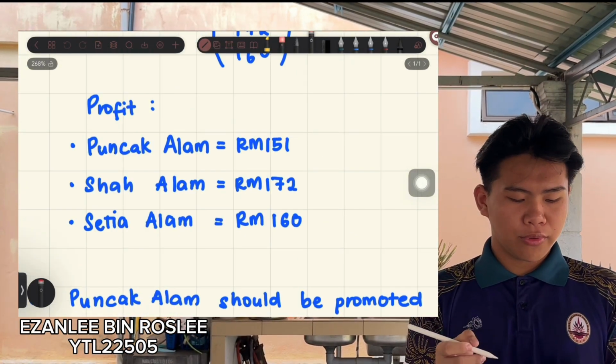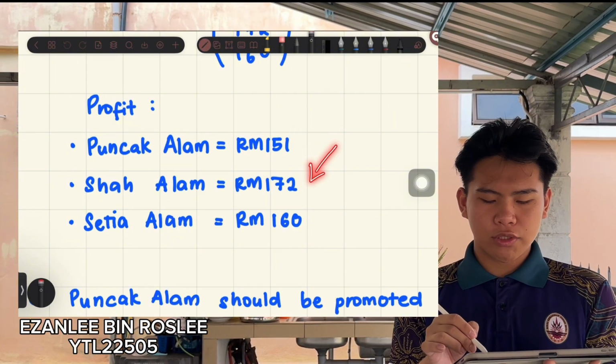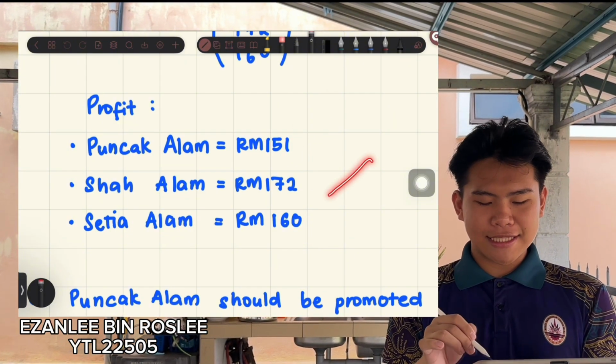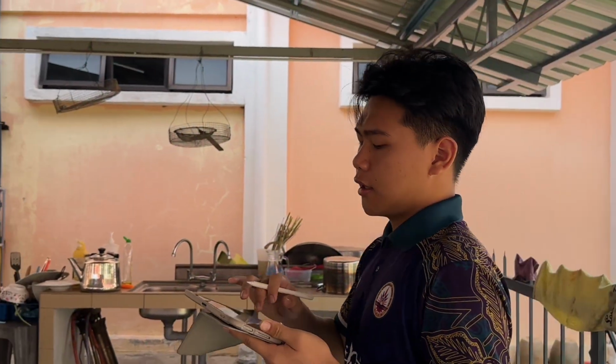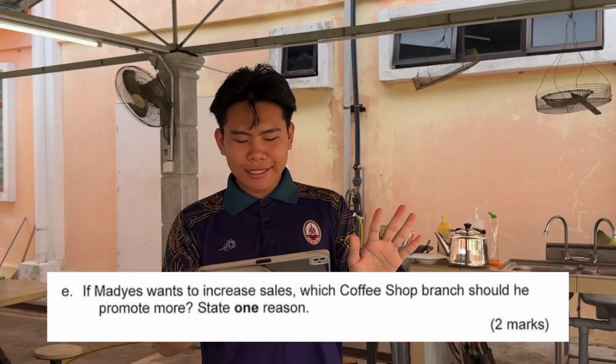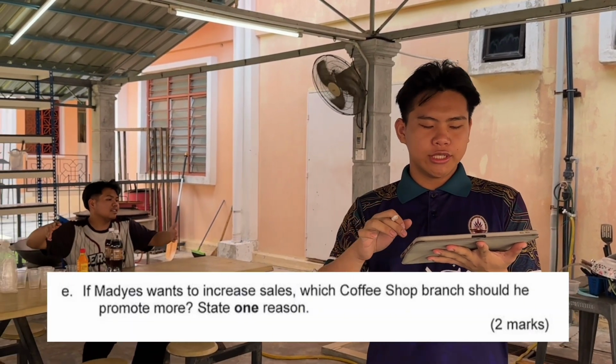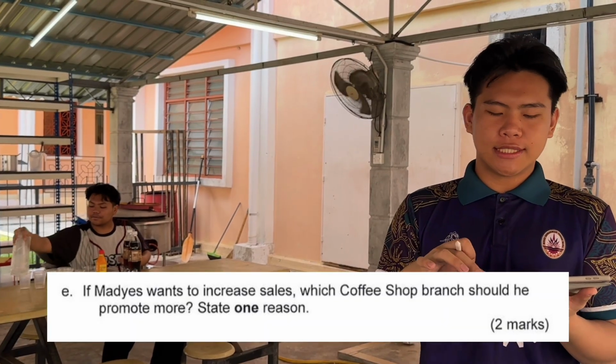Puncak Alam, we get 151 ringgit. Shah Alam, we get 172 ringgit. And Setia Alam, 160 ringgit. After that, the question asks, if Mad Guests wants to increase the sales, which coffee shop branch should we promote more? State one reason.